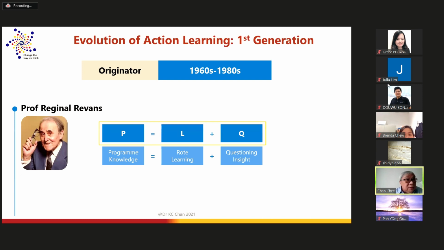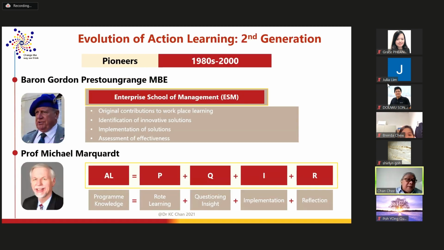This is Revans, so I don't go into detail because this is very basic, that he debunked the meaning of programmed knowledge. Because why? Programmed knowledge means you have to learn from textbooks, which is rote learning. Then you ask, why must I learn all these things? And this leads us to say that there is a theory and practice divide. So that leads to the second evolution, which is Baron Gordon Prestoungrange.